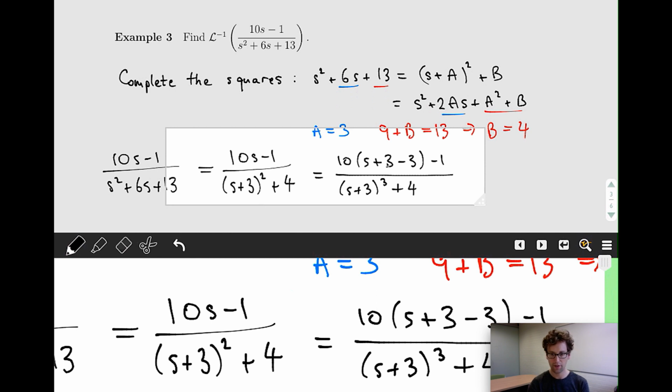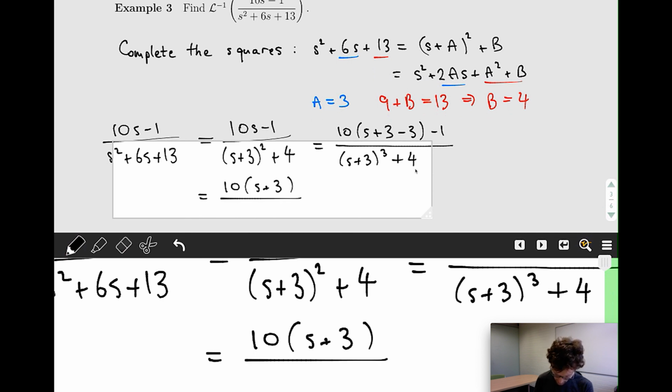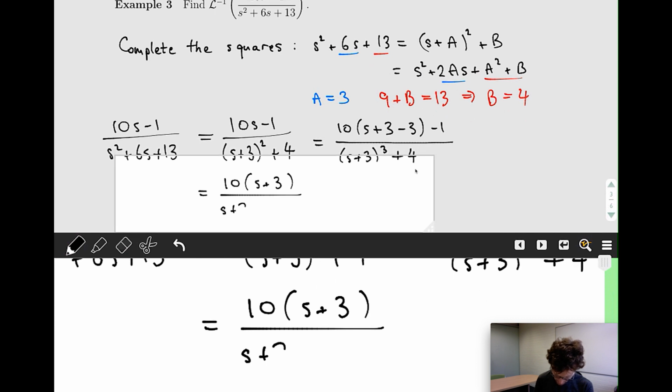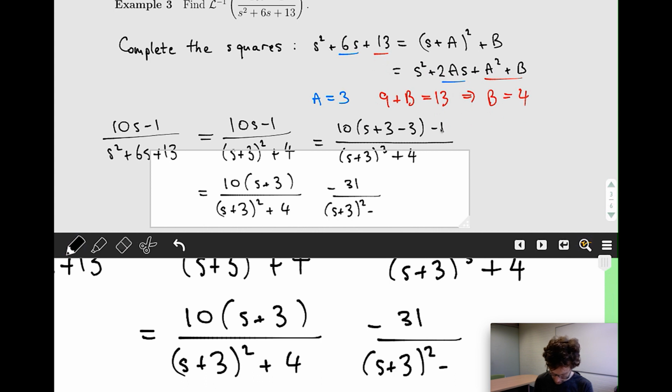So you notice I just added 3 and I subtracted 3. Those obviously cancel each other out, so I haven't changed my function in any way. But it does allow me now to rewrite this whole thing as 10 times s plus 3 all over s plus 3 squared plus 4. And I have a minus 3 times 10, so that's minus 30, minus 1, so that'll be minus 31, all over s plus 3 squared plus 4.